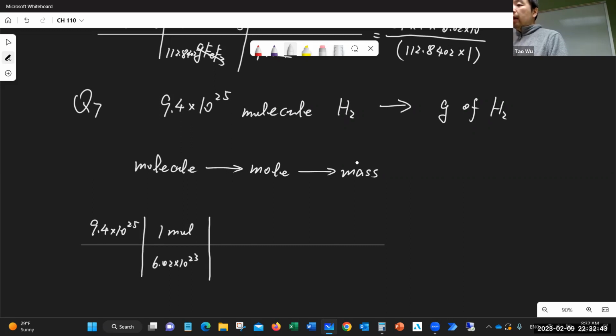And then from mole to mass, mole times molar mass gives you the mass. Which means we just need to multiply by the molar mass of hydrogen. Hydrogen is 1.008 grams per mole, you multiply by 2. Then you get the molar mass of the hydrogen molecule, which is 2.016 grams per mole. And by the way, hydrogen always shows up as a diatomic molecule, which means 2 atoms aggregate together to make 1 hydrogen element. This always happens. So naturally, you will see just H2.